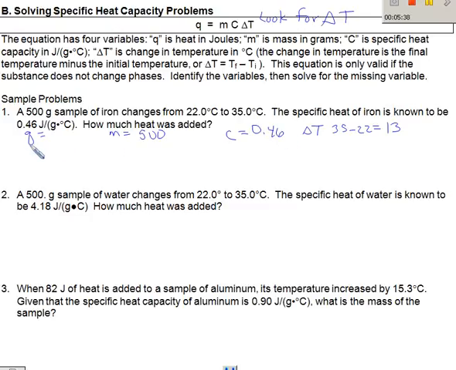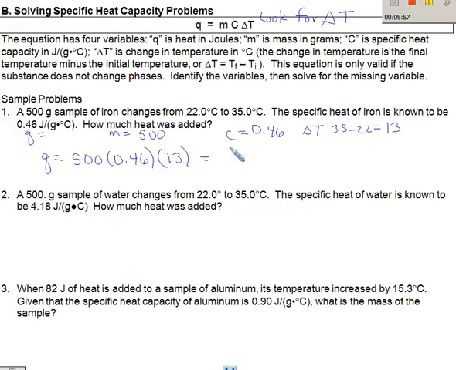So the only thing we're missing is Q. So let's just go ahead and write out our equation. We have Q equals 500 times 0.46 times 13. There's our delta T.